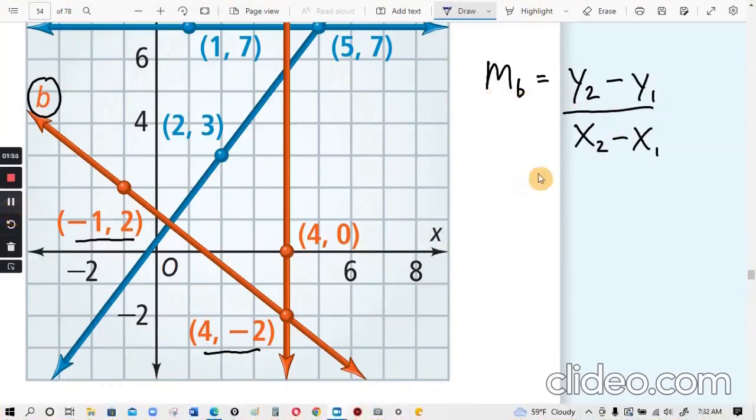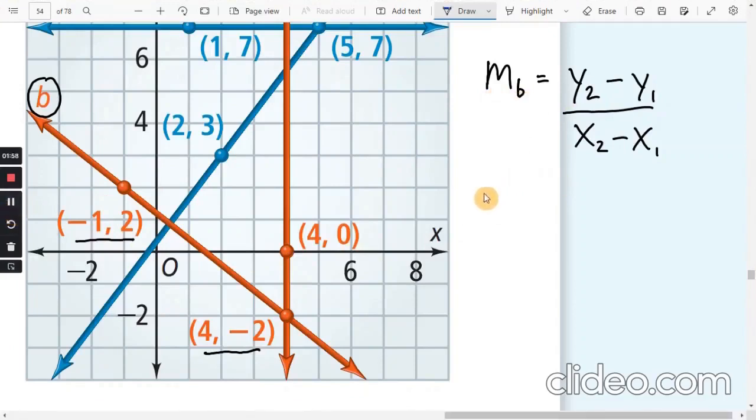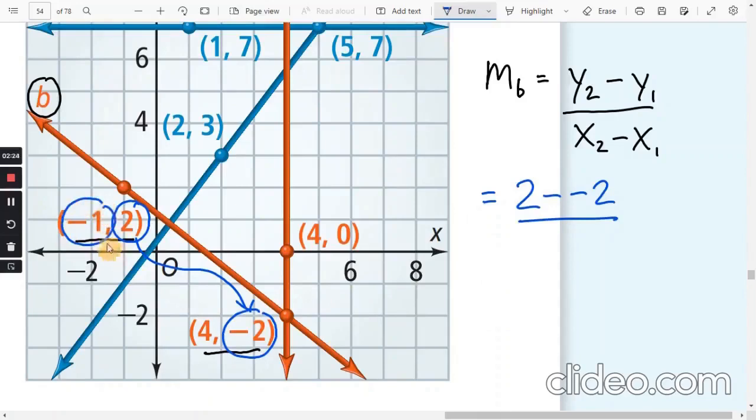So it doesn't matter which way you subtract as long as you're consistent. You go the same way both times. So for the change in y, I am going to do 2 minus -2. Okay, y is the second coordinate, so it's 2 minus -2. And then for the x's, we have to subtract the same direction. I'm going to do -1 minus +4.